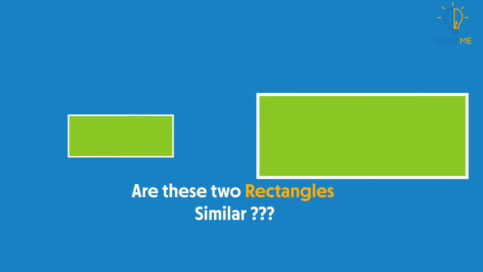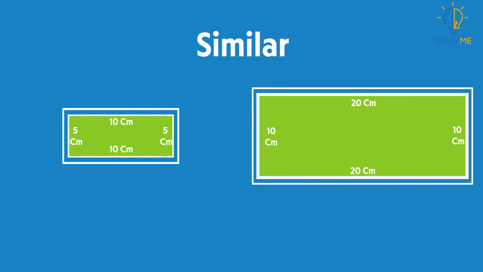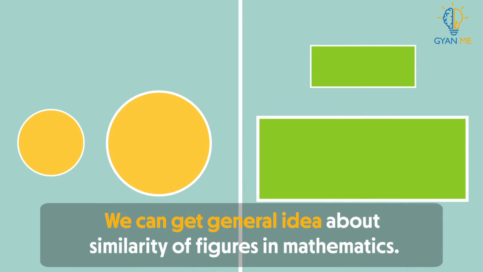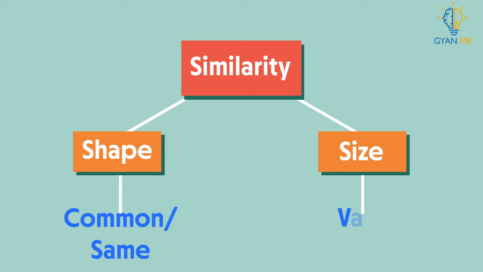Now if we consider these rectangles, are they similar? Here they are similar, as we have taken rectangles with sides having the same proportion, say 1:2, and hence their shape is same, even though one is big and the other is small. Thus both rectangles are also similar. From here students, we can get a general idea about similarity of figures in mathematics. In case of similarity, shapes have to be common or same, but their sizes may vary.